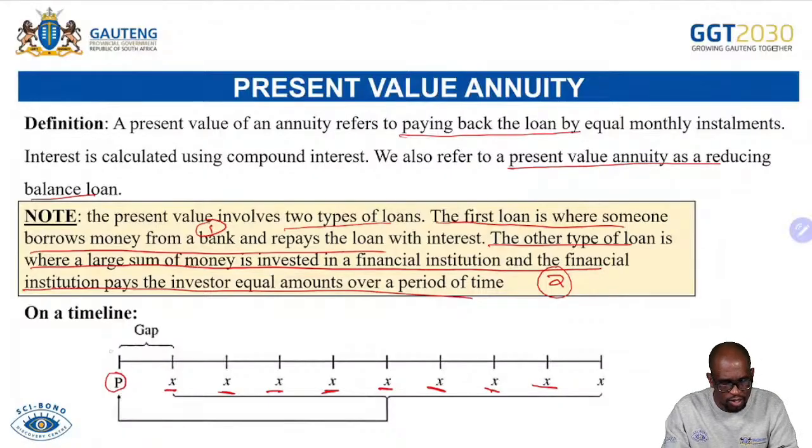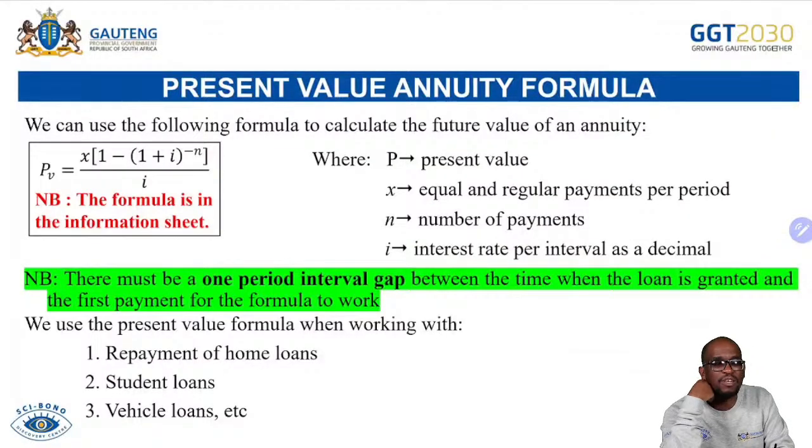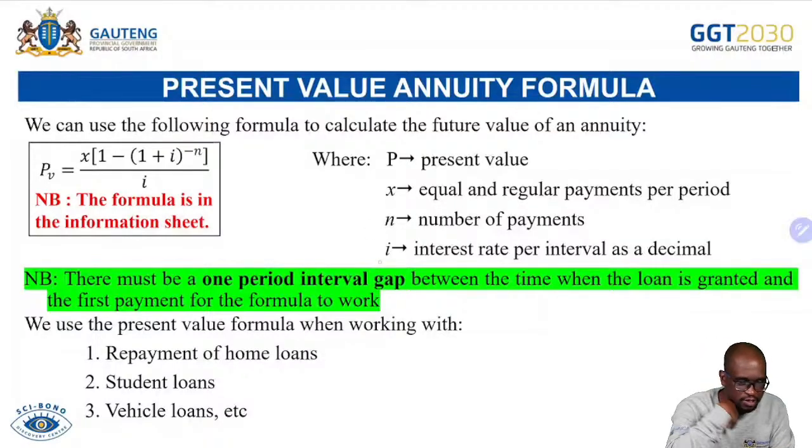Let's move on to the present value annuity formula. We can use the following formula to calculate the present value of an annuity. This is the formula. You can see now there were variations. It is in the formula sheet. P is the present value. X is the payment, equal and regular payment. N is the number of payments. I is the fractional interest rate.